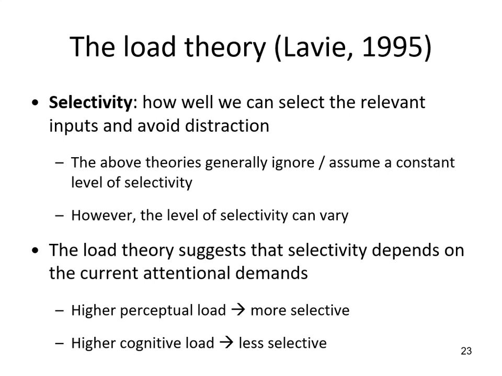In the last lecture, we covered the early or late selection debate, and then Nice suggested that perhaps we should not frame the question as early or late, but rather we may want to list the features that are processed with or without attention. Then, following this approach, Treisman proposed the feature integration theory, which explains what kind of visual processing may require attention and which kind may not.